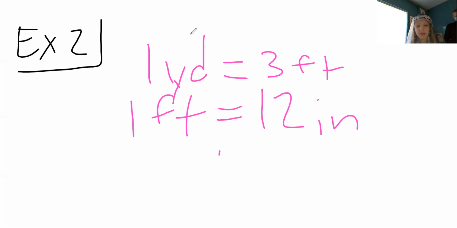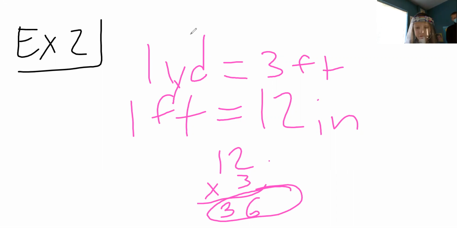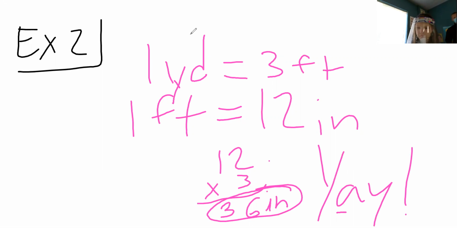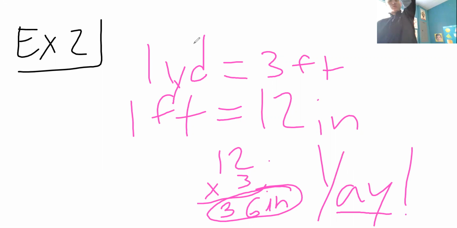So basically all we need to do is 12 times 3 is 36, so it'd be 36 inches. 36 inches in 1 yard. Yep. So all Bethy did there was she multiplied those larger numbers. She took 3 times 12, and that's going to give you your total amount of inches in 1 yard.